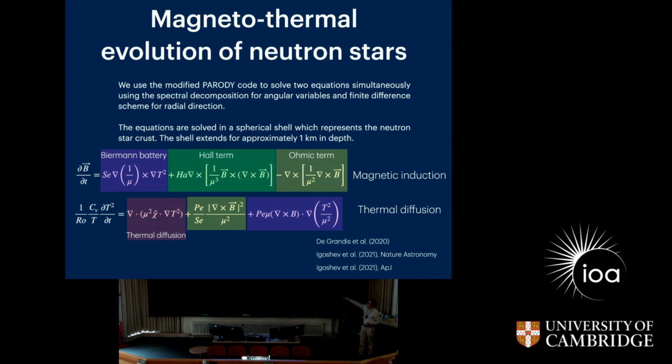The Hall term is the most interesting term. It's a nonlinear term and connects the large-scale magnetic field with small-scale magnetic fields, as well as poloidal with toroidal magnetic field. The Biermann battery is normally quite small in our simulations, but if you induce a strong thermal gradient inside the neutron star crust, you might generate magnetic field.